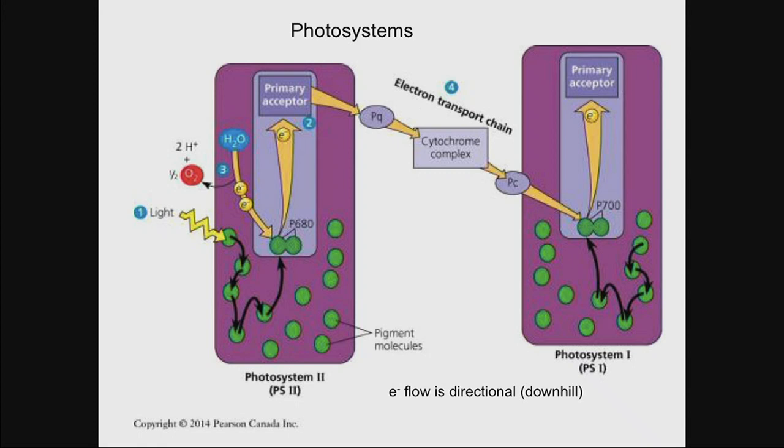But it can't go back because it's downward and a little bit of energy is lost in each transfer down toward the reaction center. When that gets excited by the resonance energy that's brought to it from light excitation, it donates an electron into a short electron transfer chain.